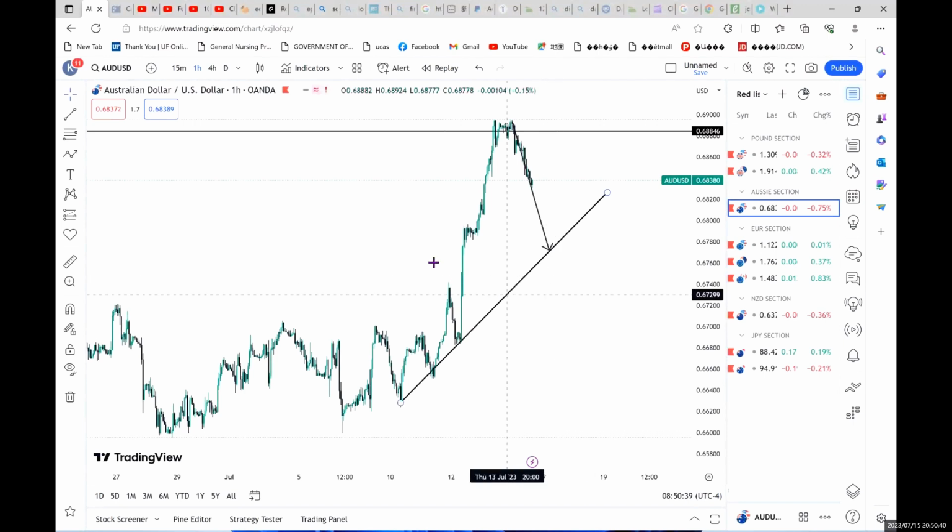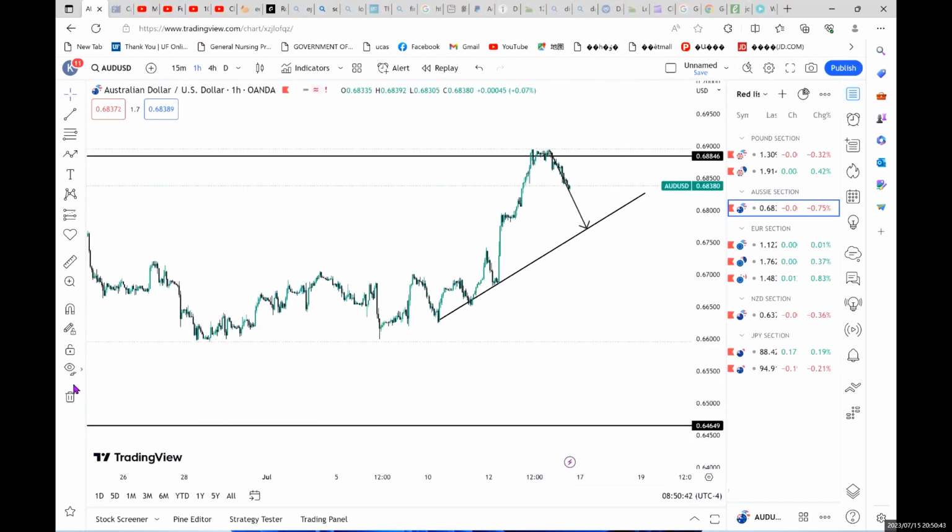AUD USD. I already have this one marked out already. Let me clear it up.